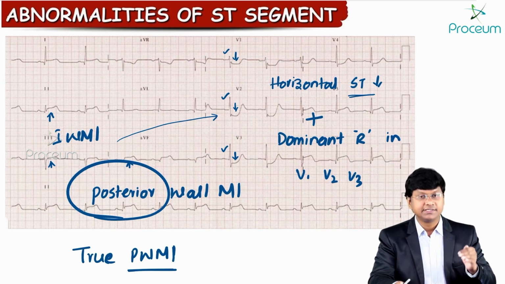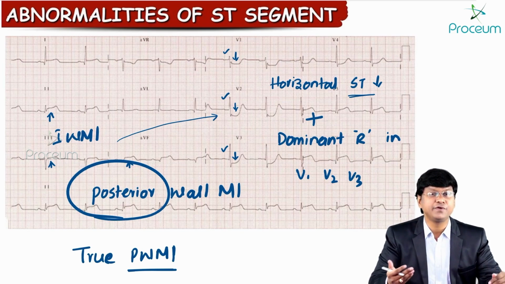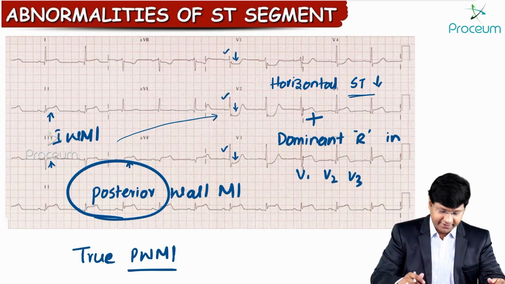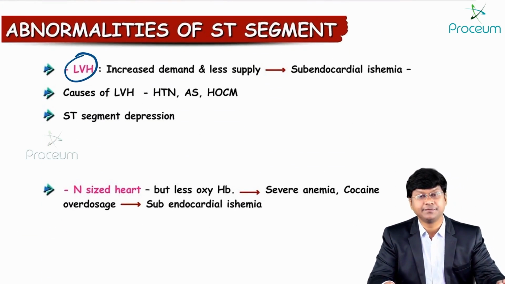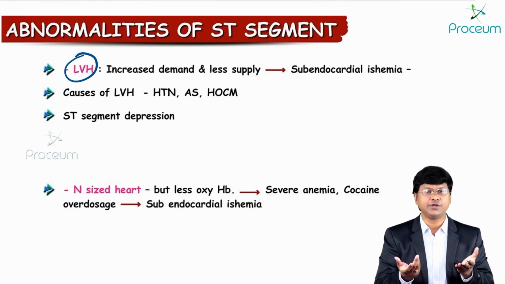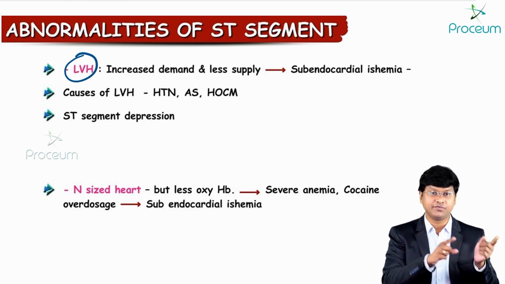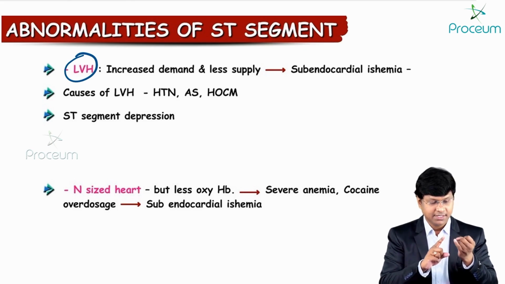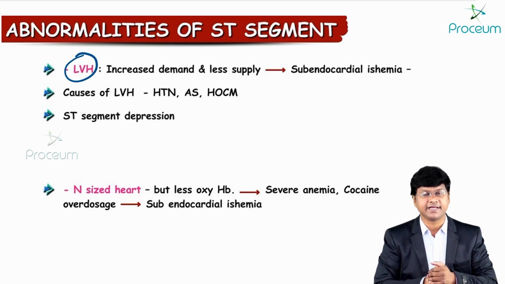Okay? Next. The other point is that ST segment depression can also be seen in hypertrophy of the ventricle. For example, in left ventricular hypertrophy. Where can you have left ventricular hypertrophy? Wherever there is increased afterload on the left ventricle, like hypertension, aortic stenosis, hypertrophic obstructive cardiomyopathy. In all these conditions, there will be left ventricular hypertrophy.